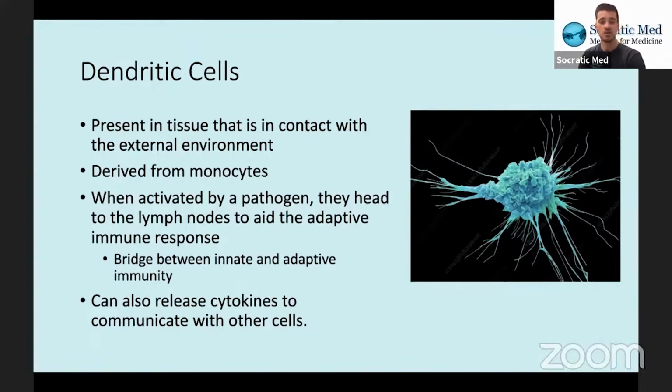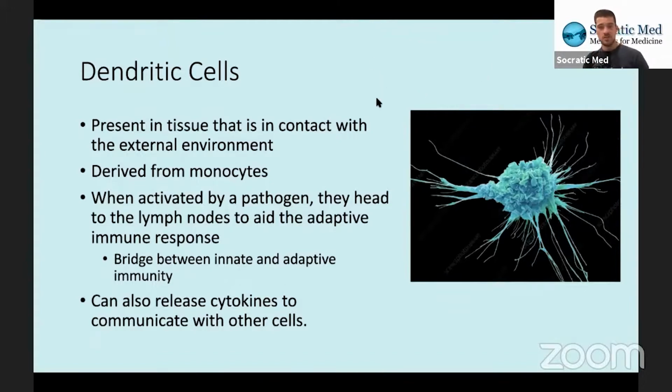And dendritic cells can also release cytokines to communicate with other cells as well. So if one dendritic cell, for example, comes into contact with a pathogen, it can release cytokines to activate other dendritic cells around it. So it'll activate other immune cells around it, and it'll just sort of amplify that response. The signal will get back to the lymph nodes. The lymph nodes will probably produce T cells, and the T cells will take it from there.